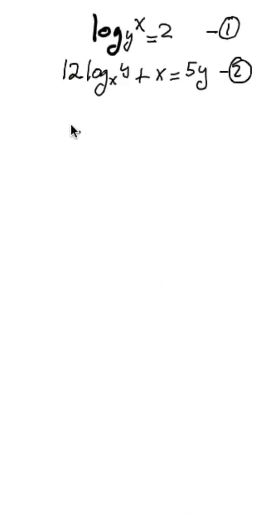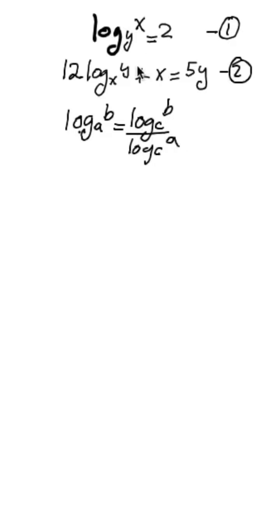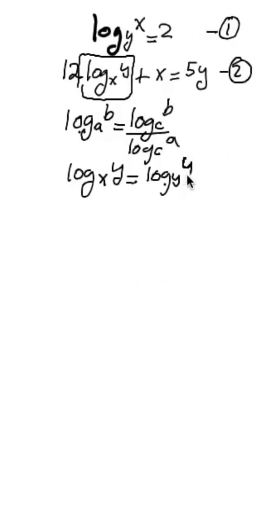And to make the bases the same, or in other words, change the bases, we need to use the change of base formula, which is log base a of b equals log base c, which is some new base that you get to decide, of b divided by log base c of a. So in our scenario, since we know that log base y of x equals 2, we should change the base of this term to be y, right? So we have log base x of y is equal to log base y of y divided by log base y of x.